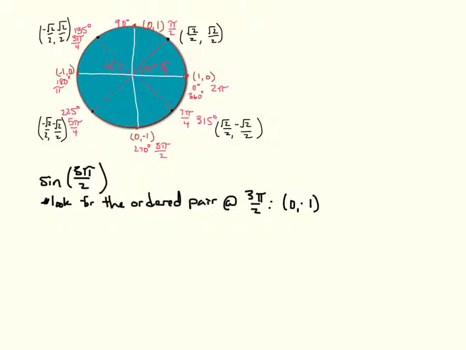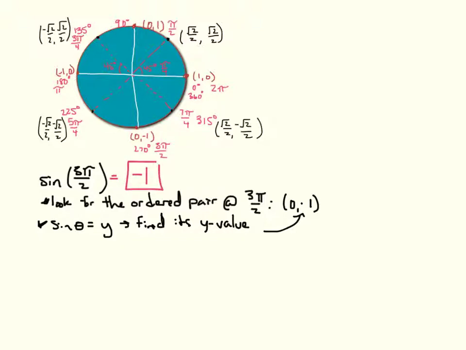Now I just go back to my ratios and I say, okay, the sine of theta is equal to y, so I just find its y value, which is -1. So the sine of 3 pi over 2 is -1.